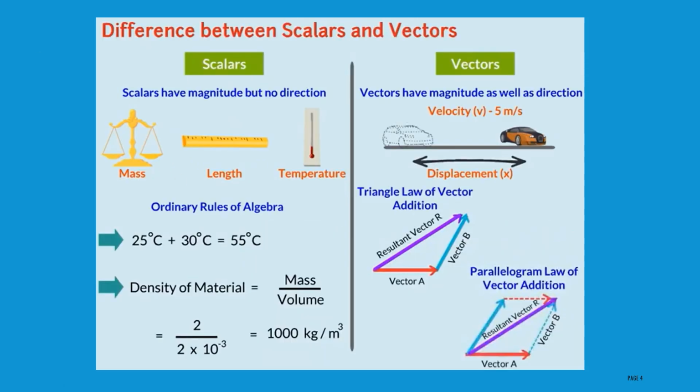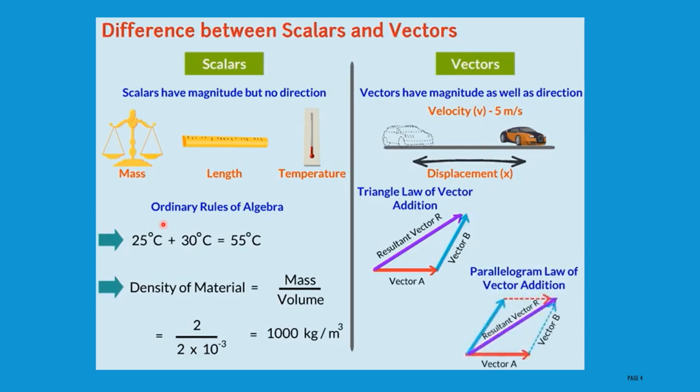Let us discuss the difference between scalar and vector. Scalar, already you know, has only magnitude but no direction. Vector has magnitude as well as a direction. Examples of scalars are mass, length, temperature. Then examples for vectors are velocity, displacement.